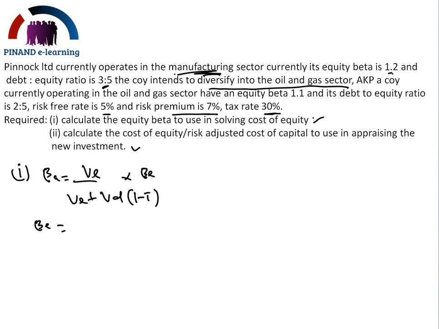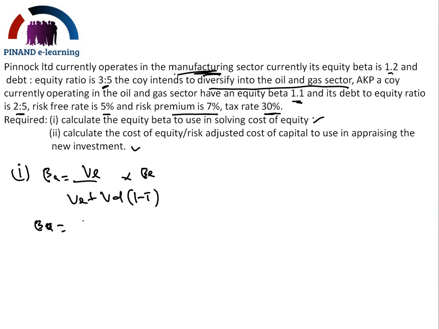VE, they've told us, remember we are diversifying into an industry, so we need to ungear their asset beta. So how do I ungear? How do we get the asset beta, BA? The asset beta, that's what we're looking for. Now the company we are diversifying into has an existing beta of 1.1, and a debt to equity ratio of 2 to 5.